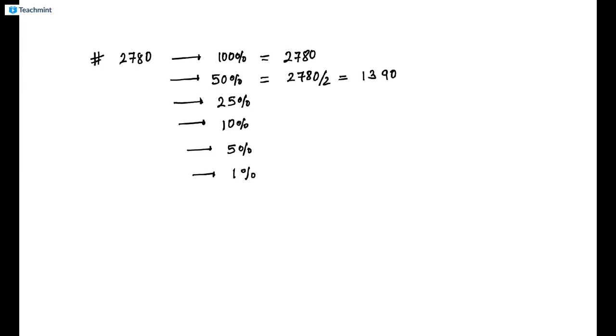50% will be 1390. What will be the 25%? 1390 divided by 2, it will be 695. Right? What will be the 10%? I told you, from the right hand leave one decimal place, one digit, and put the decimal. That will be 278. 5% is half of 10%, 278 by 2, it is 139. What will be the 1%? I told you, from the right hand leave two unit places and put the decimal, it is 27.8.